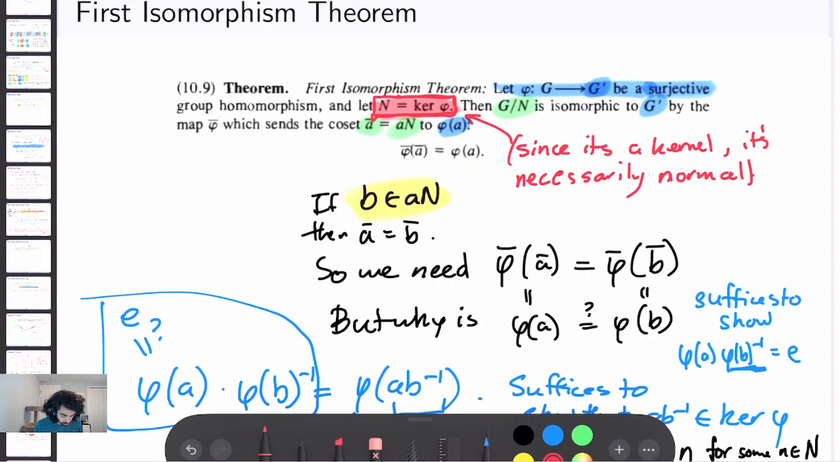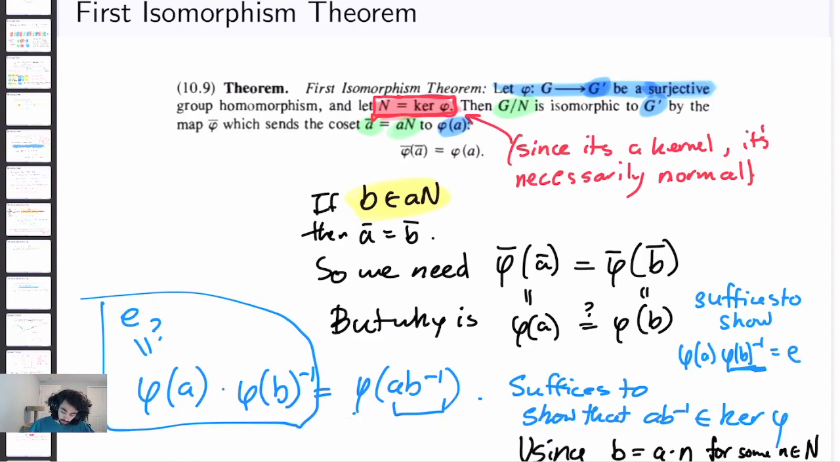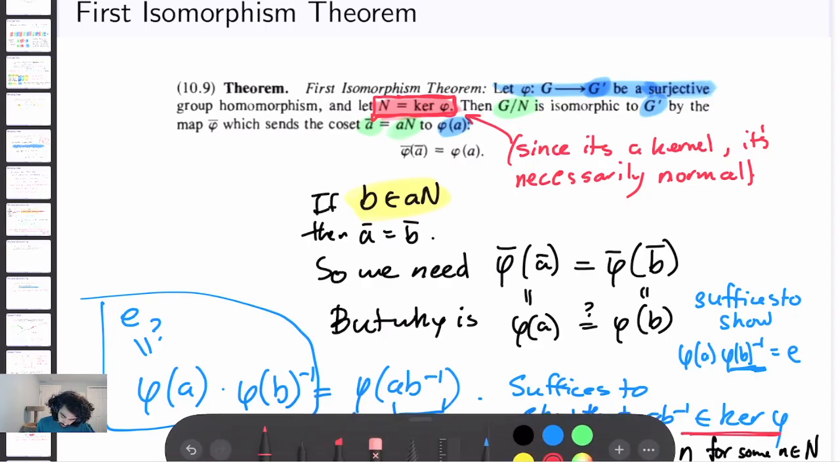But what we've ultimately shown is that, after all of these suffices tos, we conclude that because of what we just did, we've shown that AB is in the kernel, and therefore we've shown that this is true, and therefore the conclusion is that this map phi bar is well defined.